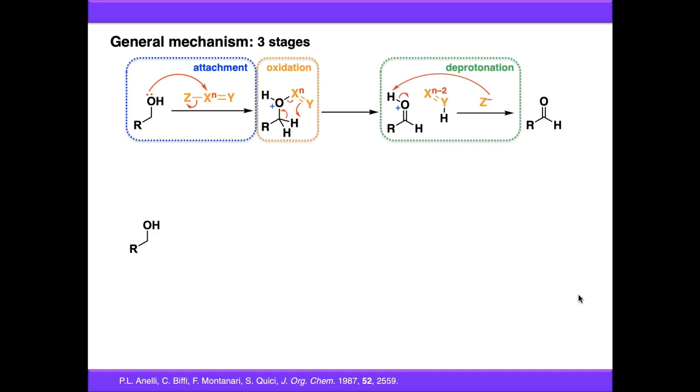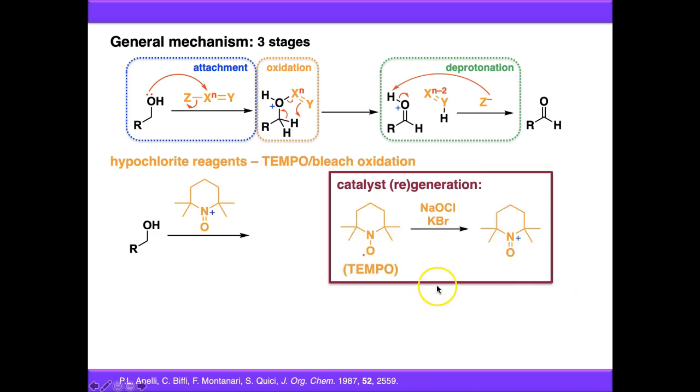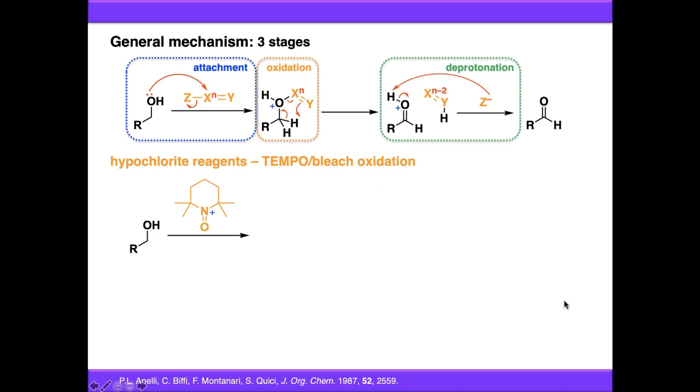Our fourth class of reagents is hypochlorite reagents, or bleach reagents. Specifically, I've picked the TEMPO bleach oxidation for this one. So this is our active oxidizing species in the TEMPO bleach oxidation. And as a little aside, again, you need to generate this in situ. So this is TEMPO, a free radical, and by treating it with hypochlorite and a KBr catalyst, you can get through to the active N-oxo species here.